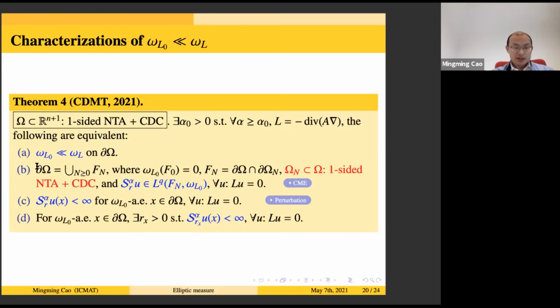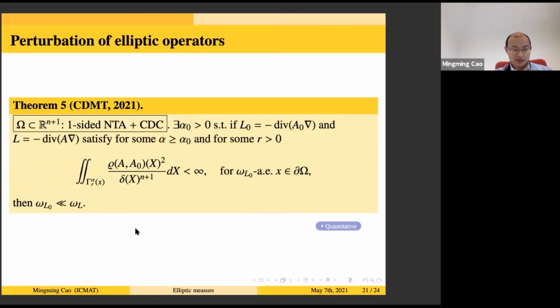Okay. Next we are going to use the equivalence between A and C to study a perturbation. Let us see our results. There exists an alpha zero such that if the truncated quadratic estimator is finite almost everywhere with respect to omega L zero, for some alpha, for some R, then omega L zero is absolutely continuous with respect to omega L.